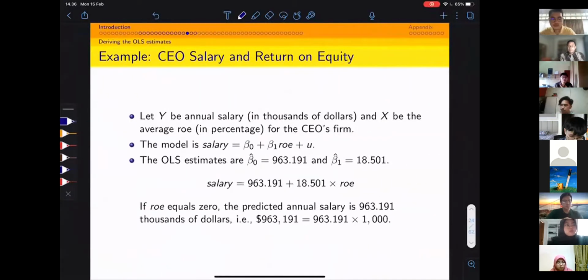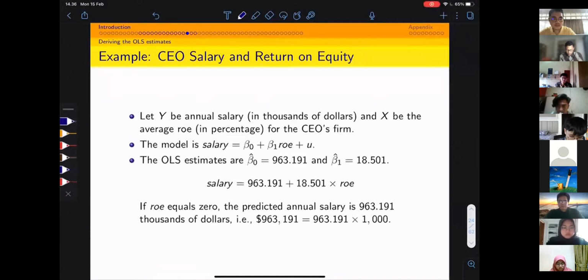Now, let's give you another example. Actually, this is a follow-up from the previous slide. Let Y be the annual salary in terms of thousands of dollars, and X be the average ROE in percentage for the CEO's firm. Again, the basic model is salary equals beta 0 plus beta 1 ROE plus some unobservable. The OLS estimates are beta 0 hat is 963, and beta 1 hat is 18.501.